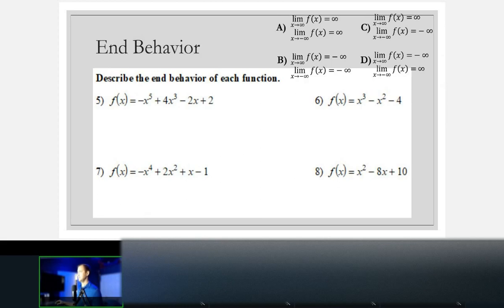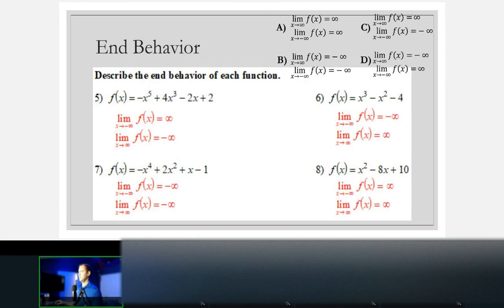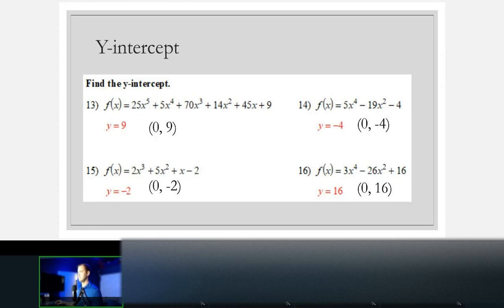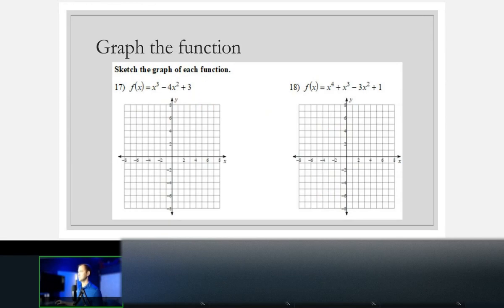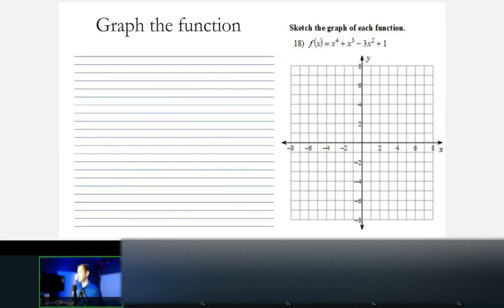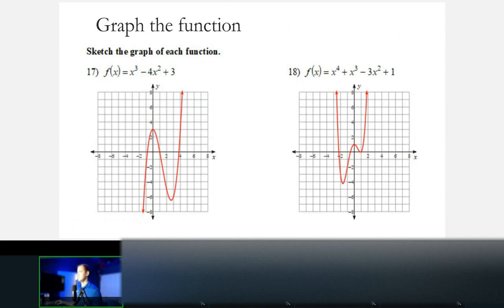There's the solutions again. These are just more review problems. Y-intercept, also really easy to find. Skipping those. All right, so this is kind of where we're at. We got to be able to graph this. So we're just kind of putting everything together. I'm just going to talk about them. I'm not going to do any of these, but here's the answers for number 17 and 18.